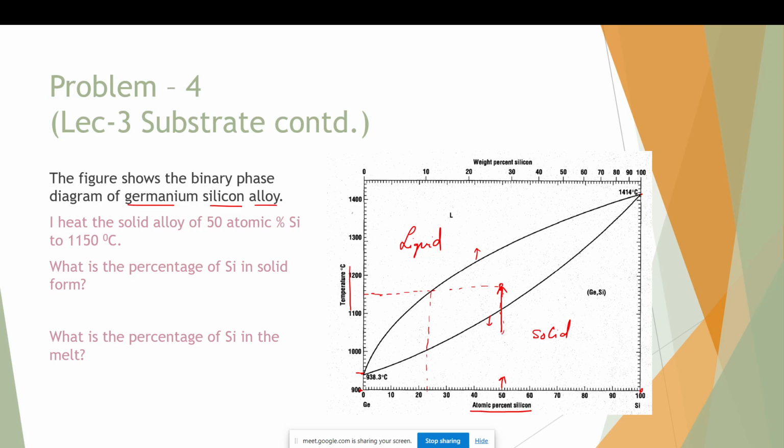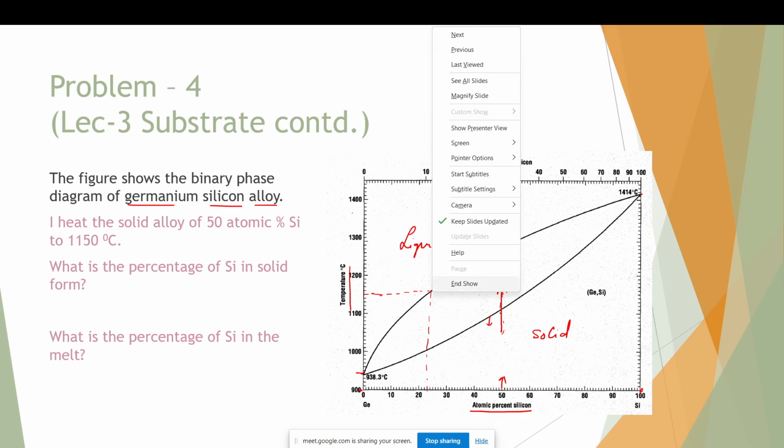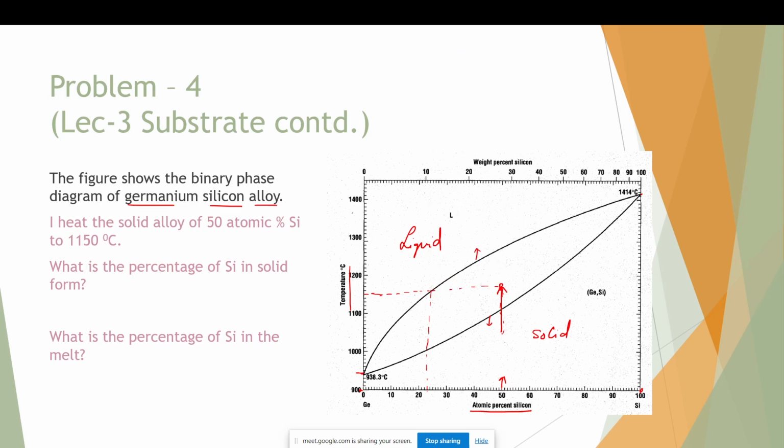The way to read this binary phase diagram is if we draw a line from the 1150 degrees Celsius temperature, then wherever it intersects this liquidus line, so this line is called liquidus, that point gives us the atomic percent silicon in the melt or liquid. So in this case, the atomic percent silicon in the liquid phase is somewhere around 23%.